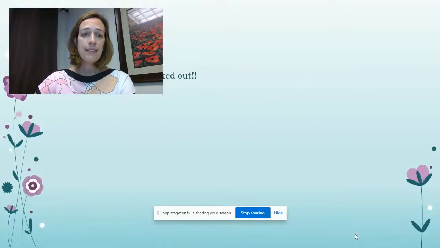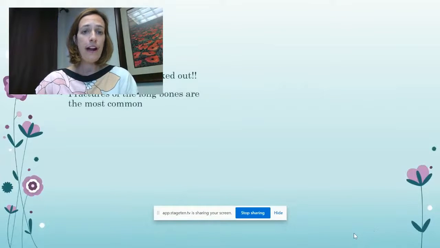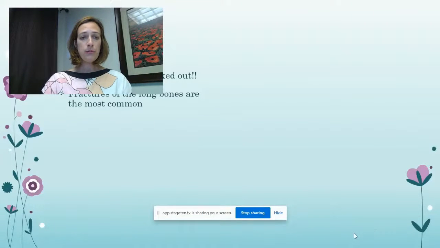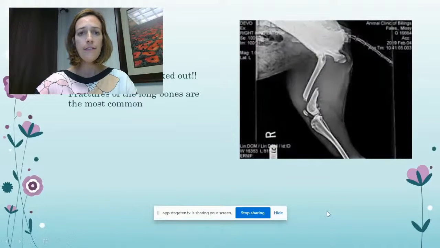I always get them checked out, and I'm going to show you 3 major reasons why we want to do this. The first obvious reason that we're going to see are fractures, right? A broken bone. The most common are going to be your long bones, which are your forelimbs and your hind limbs. Here's an example on an x-ray of a femur that is broken. The femur is right here, and obviously you can see that it is not aligned appropriately.